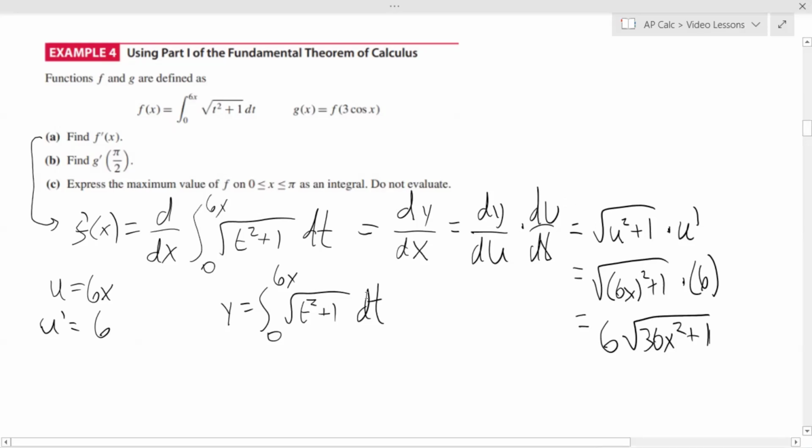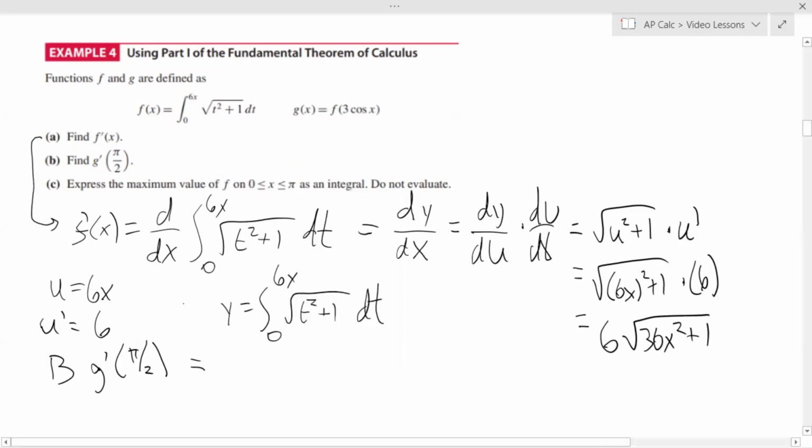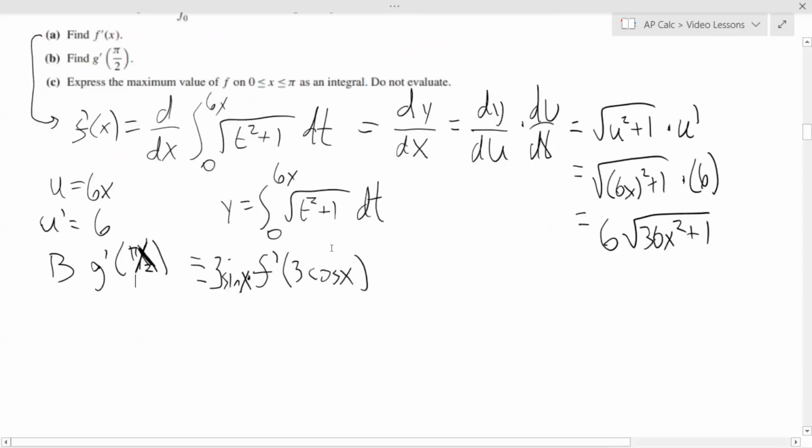Okay? Now, for part B, g prime of pi over 2. Okay, so g prime is going to be equal to the derivative of f of 3 cosine x. So it's going to be f prime of 3 cosine x times negative 3 sine x. Now, I actually just did g prime of x, not g prime of pi over 2.